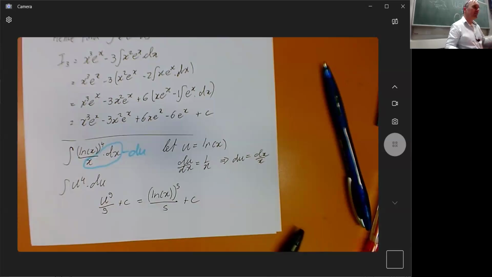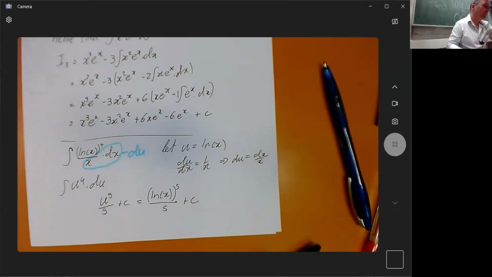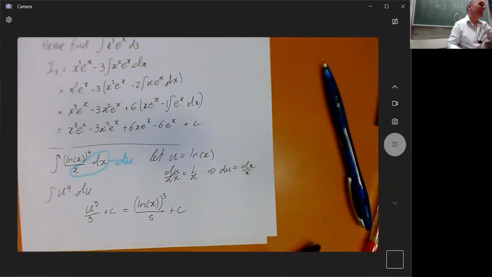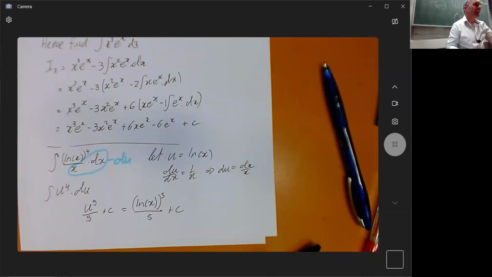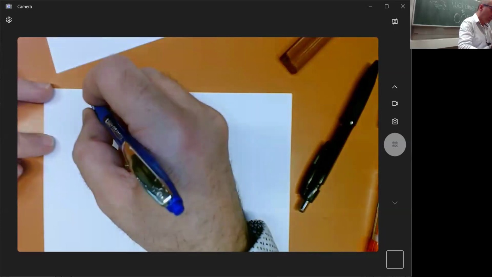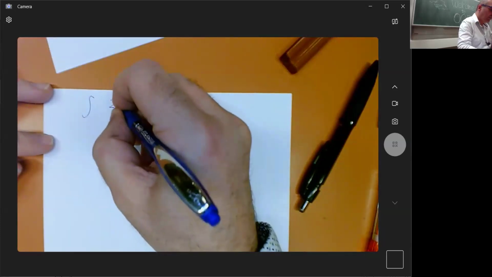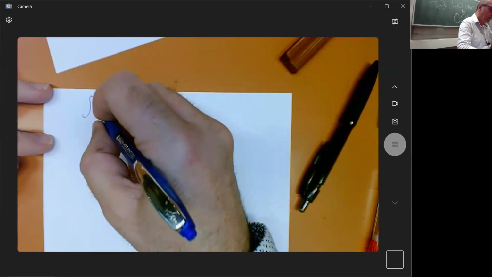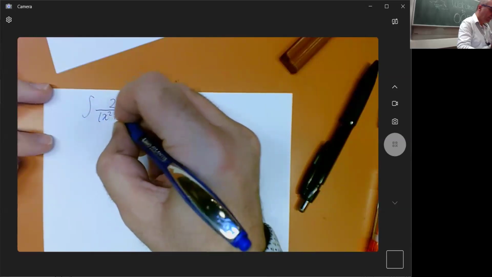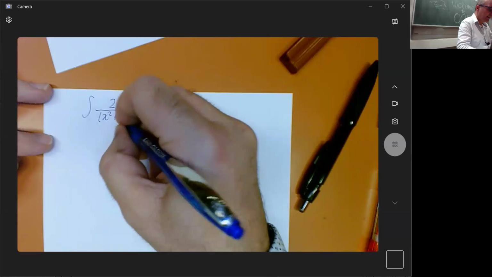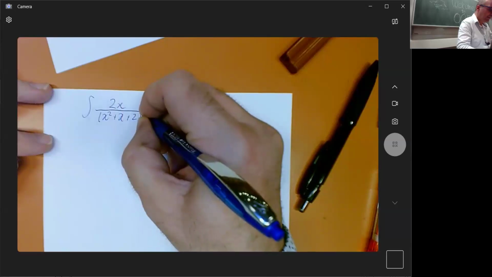Okay, good so far? I think I've got one more trick that I think I should show you about this sort of stuff. Let's see if I can do this. So what I'm going to do is I'm going to go integral of 2x on x squared plus x plus 2 cubed.